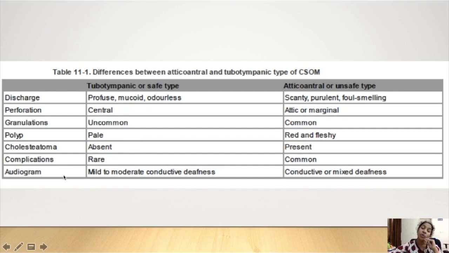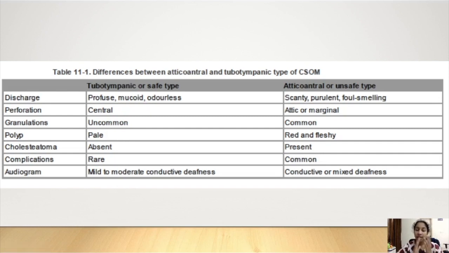And audiogram is the investigation we'll do to understand the degree of deafness. So audiogram shows mild to moderate conductive deafness. There is a problem in the conduction of the sound. So conductive deafness in tubotympanic, and in atticoantral conductive or mixed deafness.